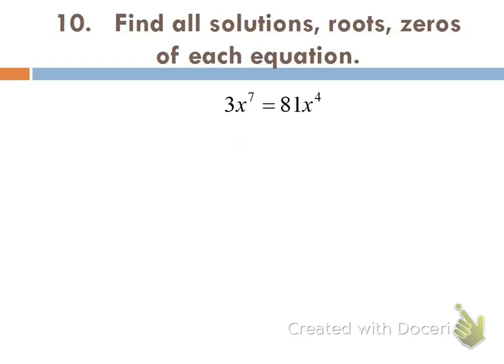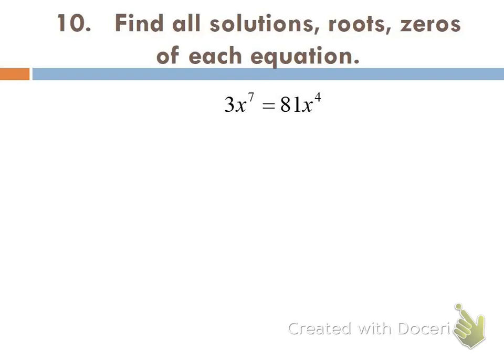Okay, we have one more type of problem left to try. So in this problem, I have 3x to the 7th equals 81x to the 4th. We're still solving by factoring. I cannot take the square root of both sides, mainly because I don't have an x squared term to square root, but also because our highest degree is 7, which means that we should get 7 answers.